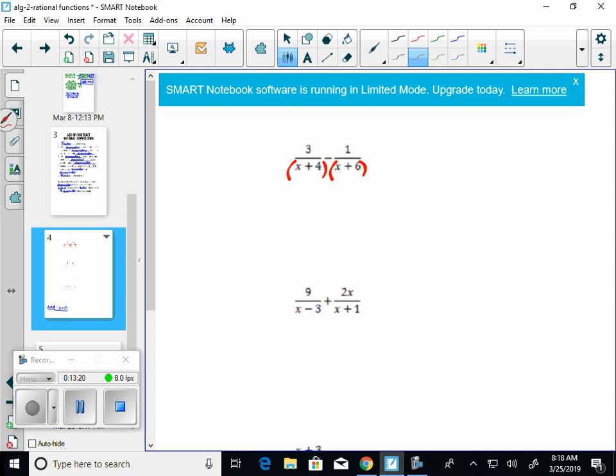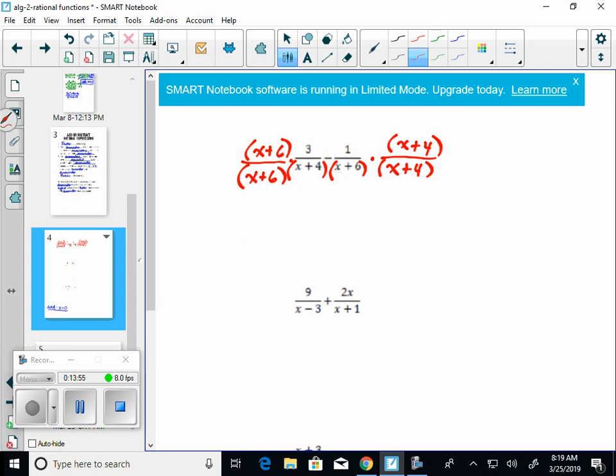If this side is 3 over x plus 4 and this side is 1 over x plus 6, then I'm going to come over here and multiply this by x plus 6, the other denominator. And I'm going to come on this side and multiply this side by x plus 4. That will force it to make a common denominator. You understand where I got the numbers and kind of what it did there? So then when I'm multiplying, I just have to be very careful.